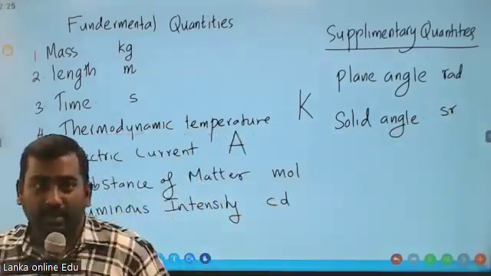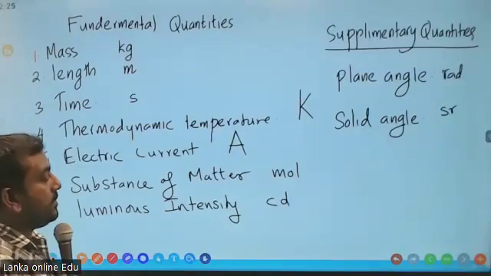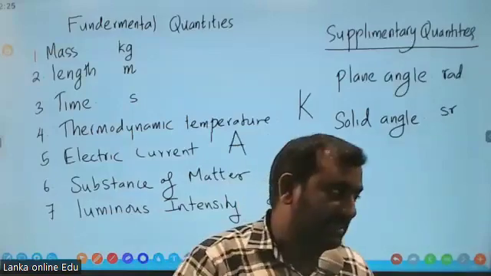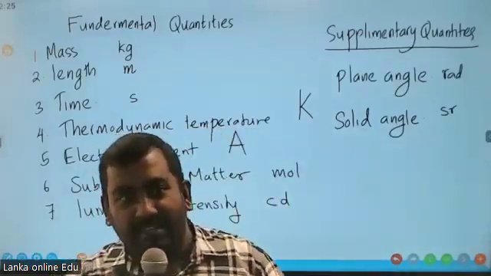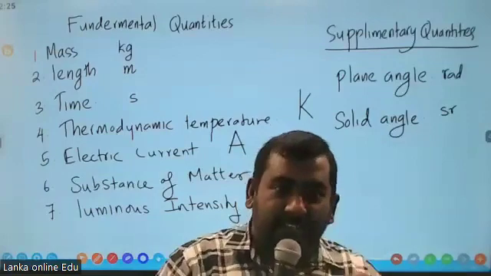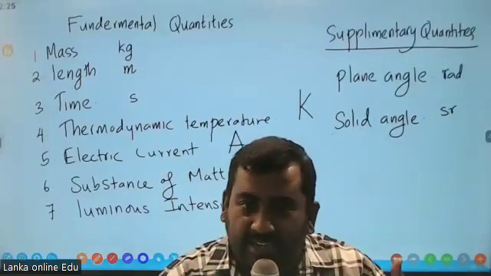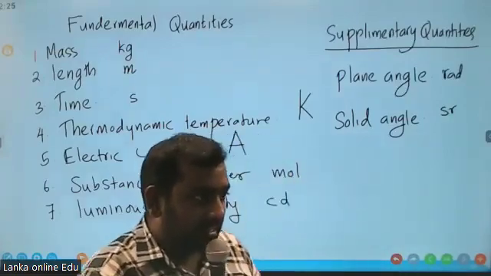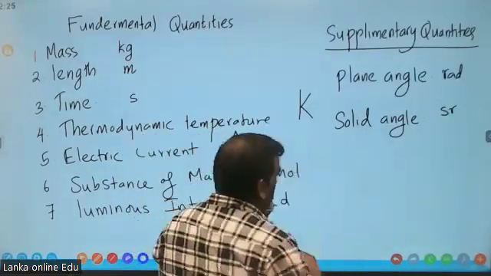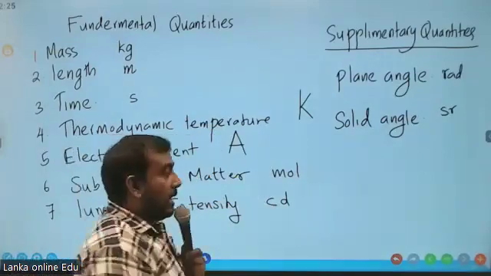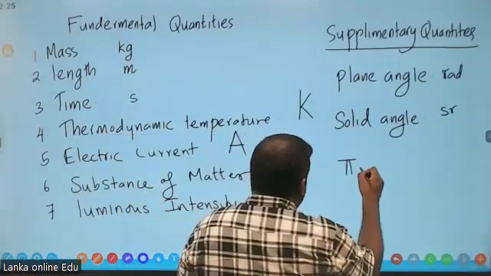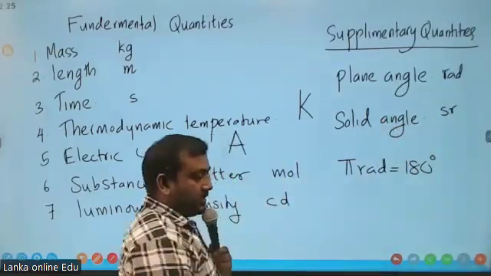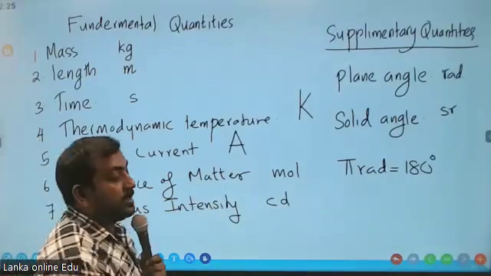Clear? Now look at this carefully. All our life, we have been measuring using degrees. We have never measured using radians. So there should be a relationship between degrees and radians. What is the relationship? Pi radians equals 180 degrees. Anybody who was not there last week, these are what we did.